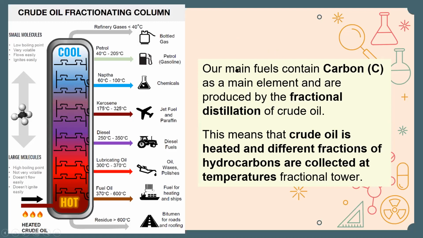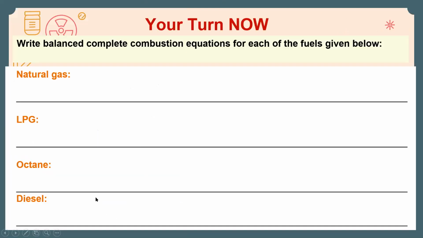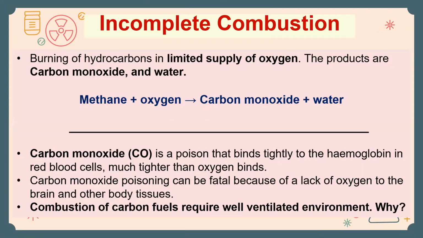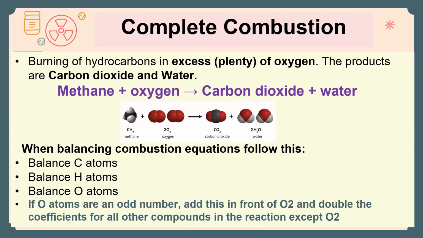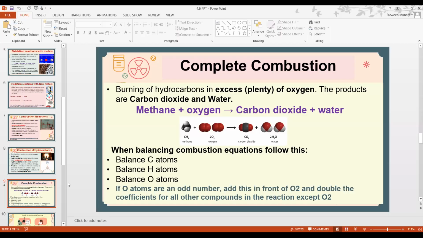So just remember, our main fuels do tend to contain carbon, because all of our main fuels are examples of hydrocarbons, which are substances that contain both hydrogen and carbon as their main elements. This is just from the book anyway, but you just need to know that the combustion reaction usually leads to two main products, carbon dioxide and water. Okay, that's 4.6. Any questions?